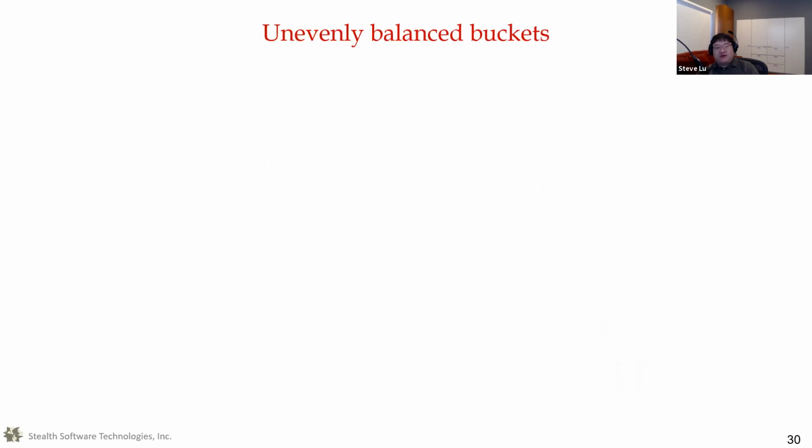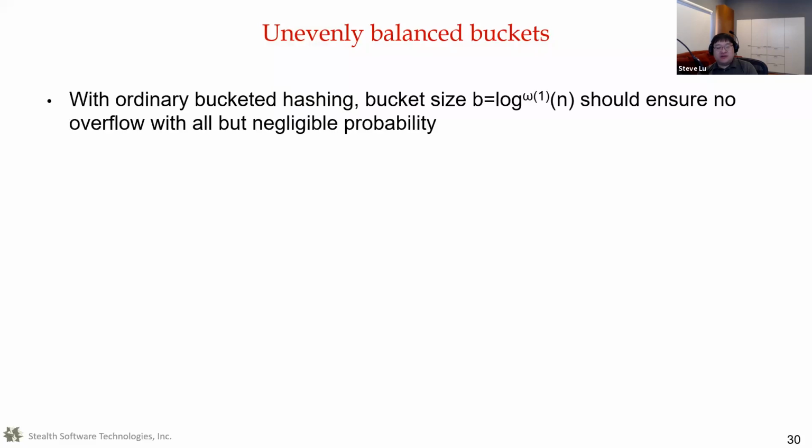So how do we exploit these unevenly balanced buckets, and how do we make sure that things don't overflow? Because that's a problem here. If you just use ordinary bucketed hashing, if you choose your bucket size large enough, that should ensure no overflow. So that immediately gives you a solution which drops from little n times big N to log little n times big N. And with a cuckoo style hash, we can further improve this.